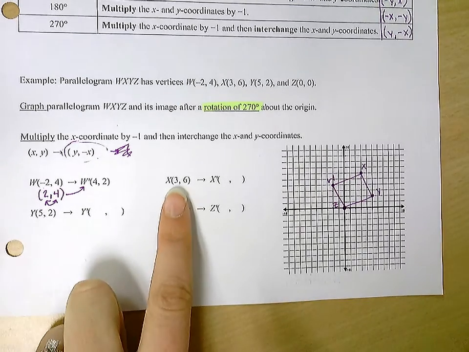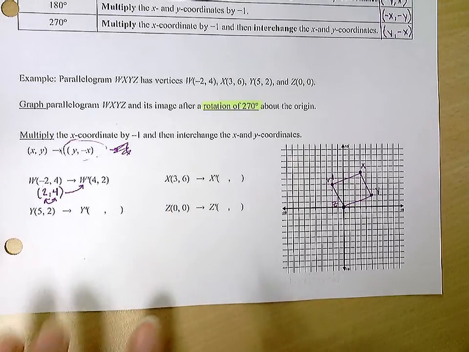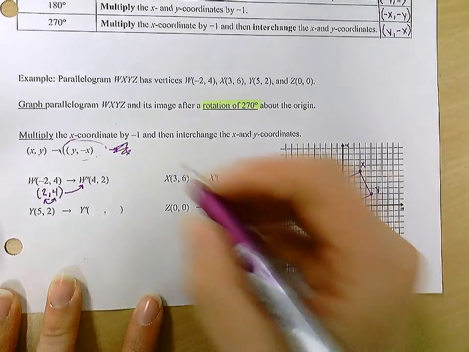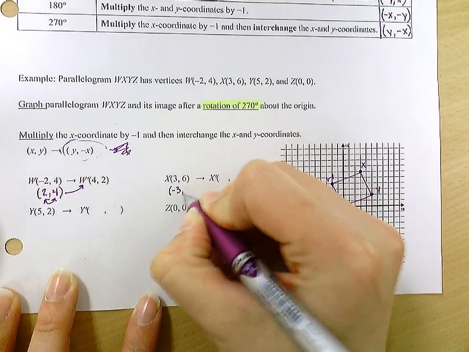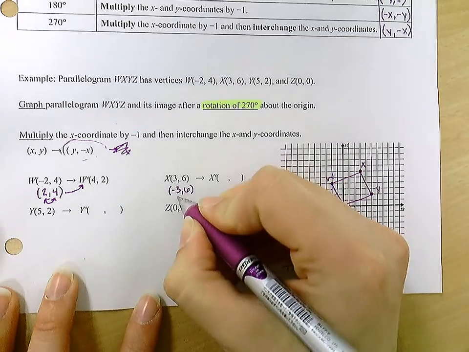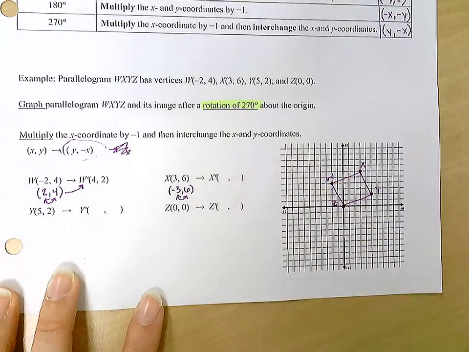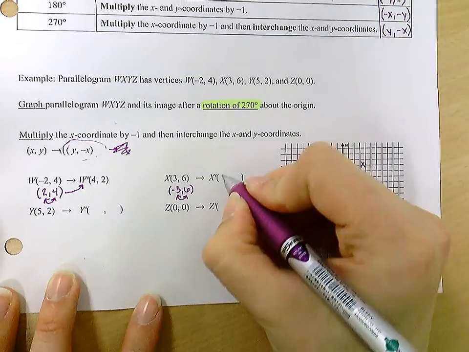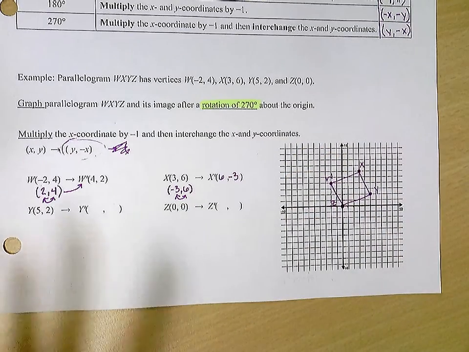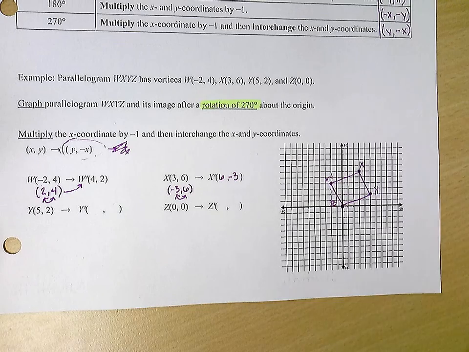Okay, so they just interchanged 2 and 4 to get that W prime value. We'll do the same thing with x here. First we want to take the opposite of our x value, so we would have -3, 6. And then to get x prime, we have to interchange those two values. So we would have 6, -3 as our x prime coordinate.